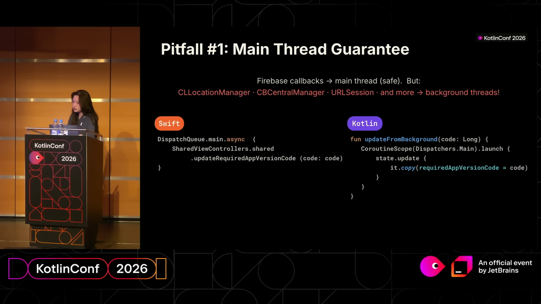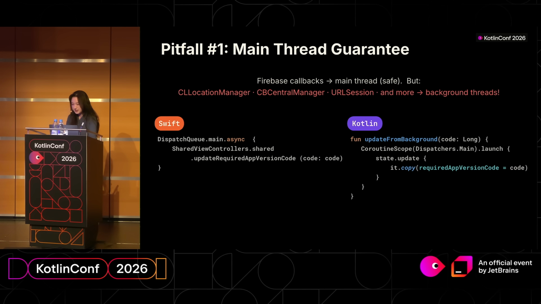Remember the StateFlow bridge from case study 1? When you use it, there's something you have to know. Which thread does the native callback run on? Firebase callback runs on the main thread, but CLLocationManager, CBCentralManager, URLSession, these all call back on background threads. And roughly half of iOS native APIs that involve callbacks don't promise main thread. Half. So you really can't assume. The only safe rule is every time you bridge a new API from Swift to Kotlin, check the documentation. And yes, we learned this the hard way.